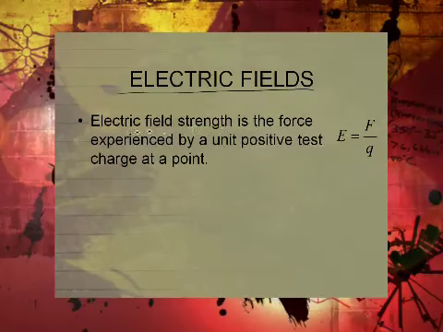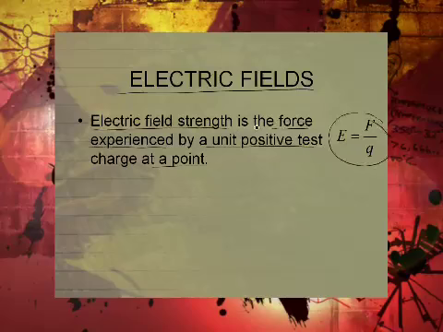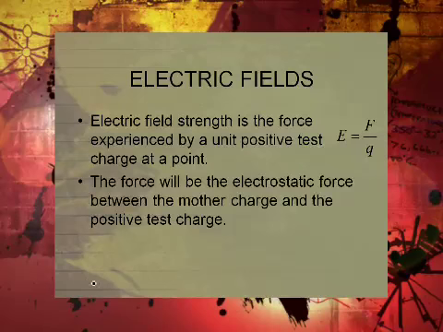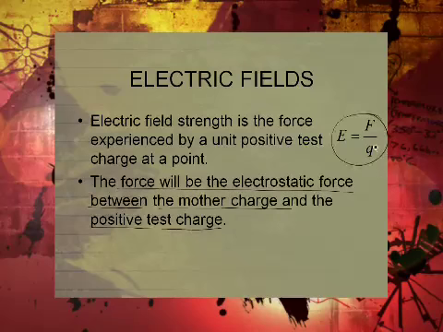An electric field strength, I'll zoom straight there, is the force experienced by a unit positive test charge at a point. And we make use of E = F over Q to find the electric field strength. Right. Now, this would mean that any charge would create a field around itself. And the force will be the electrostatic force between the mother charge and the positive test charge. I'm talking about the mother charge here because here you would see we're using that test charge.